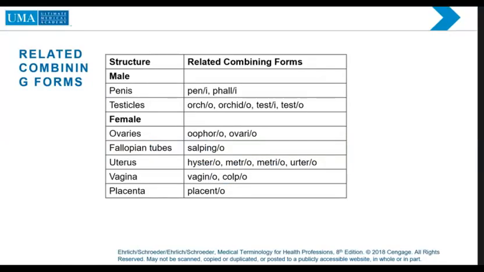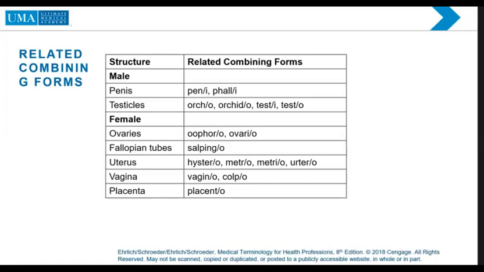You see here there are several combining forms for the male reproductive system. You have listed for the male the penis and testicles. There are several terms that refer to the penis, such as peni and phalli. For the testicles, you have orchi or orchio, and testi and testo.